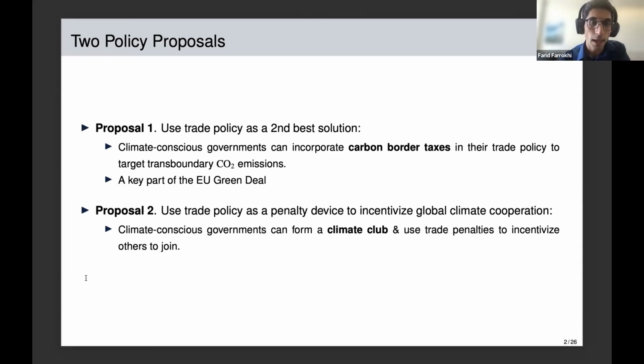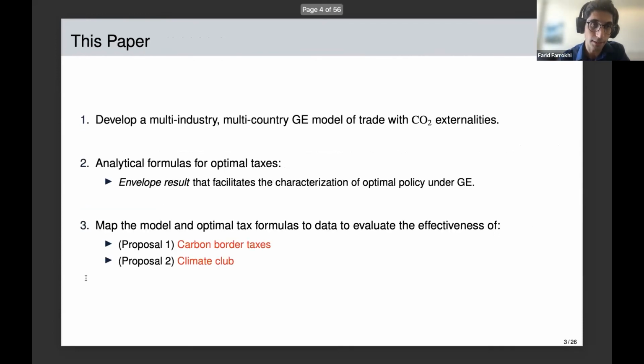In the literature, there are a number of studies that examine different versions of these policy proposals. On the theory side, typically they are not designed for multi-country settings. And on the quantitative side, they lack a notion of optimality. So typically, they cannot quantify or evaluate the full potential of these policy proposals. We want to bring both the theory and some notion of optimality of policy regarding these two proposals, and bring that to data for quantitative analysis.